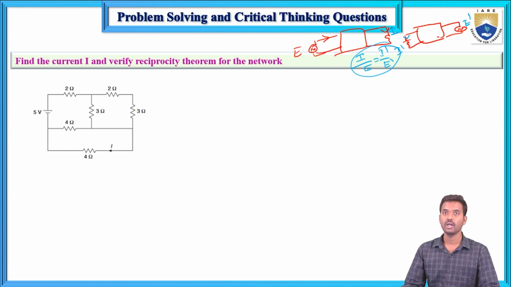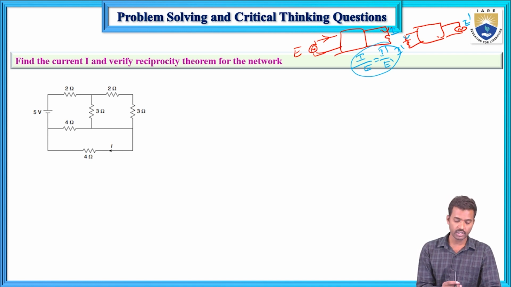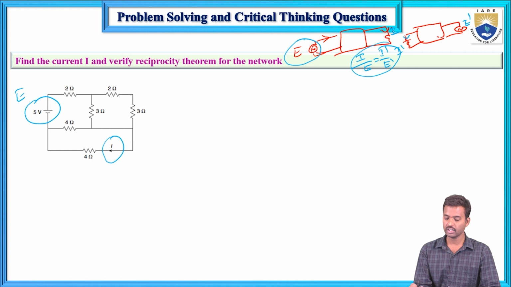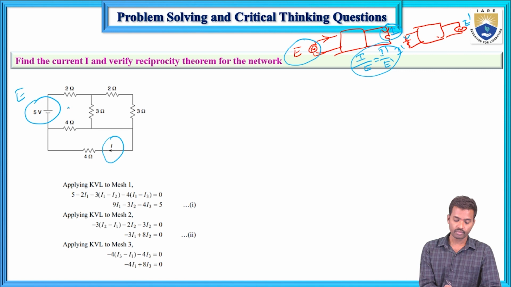First, what is the response and excitation here? This is the excitation E and this one is the response I. After that, interchange the voltage: this E1, this current should be here and this 5 volts should be here. First calculate the response for this circuit 1, and then I will show you the second circuit. First, apply KVL.